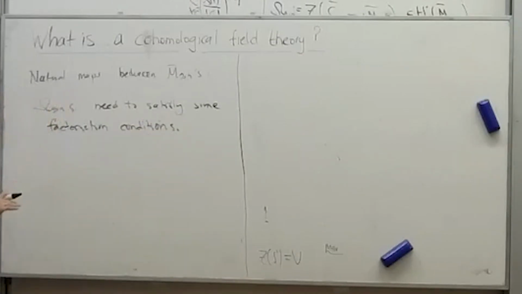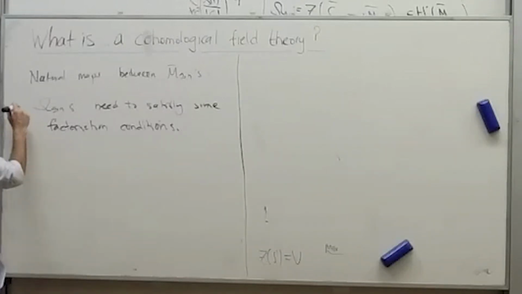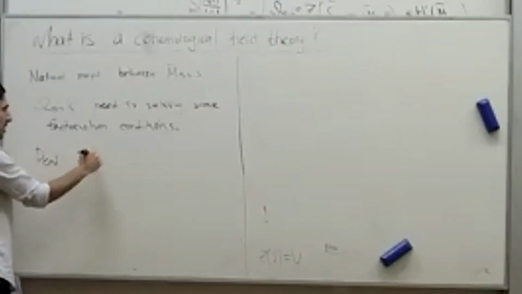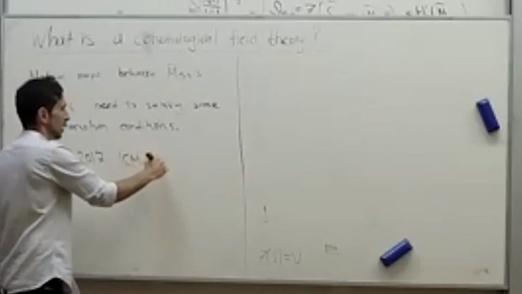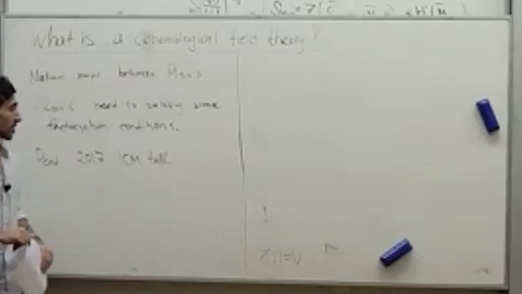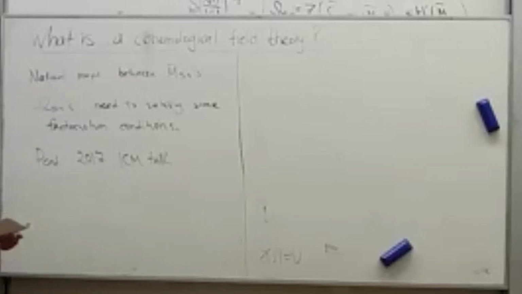And there's no shortage of references for learning about these axioms, but there's a beautiful survey of the topic by Pandharipande in his ICM talk in 2017. So I refer you to Pandharipande's 2017 ICM talk. He not only gives the axioms of the theory, but he also gives three very nice examples where you can see how this theory comes to life. All right, so hopefully everyone knows what a cohomological field theory is now. Questions?